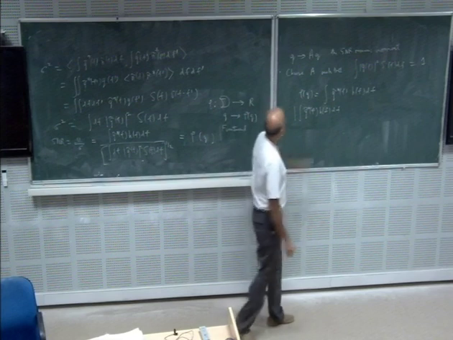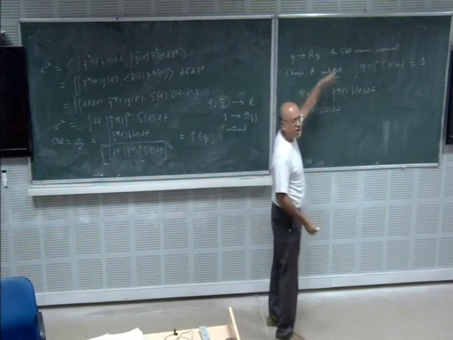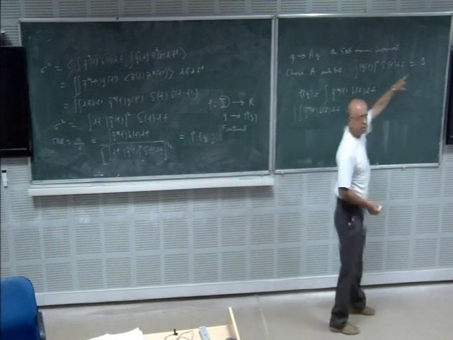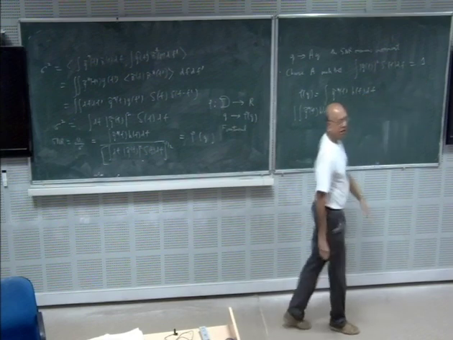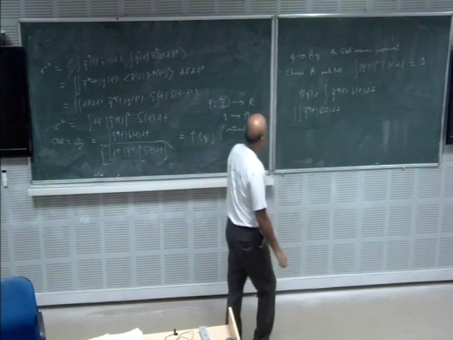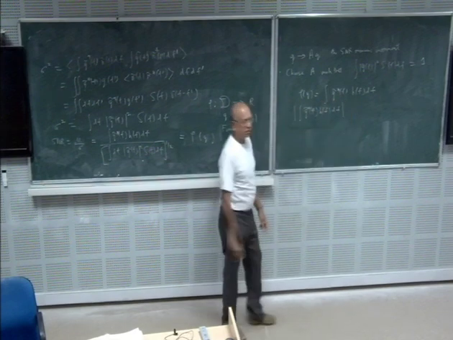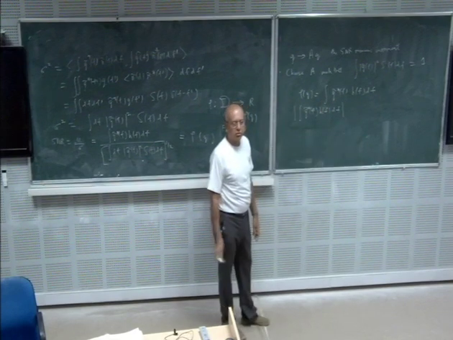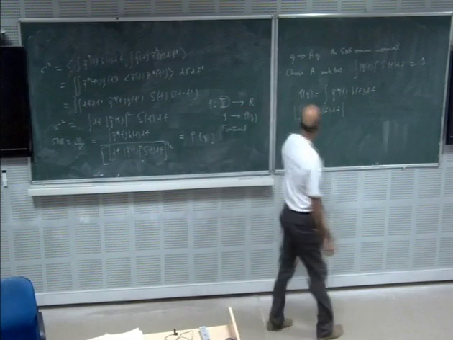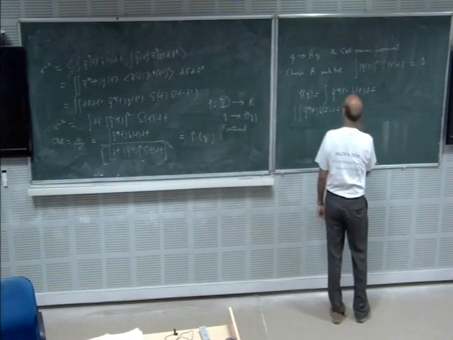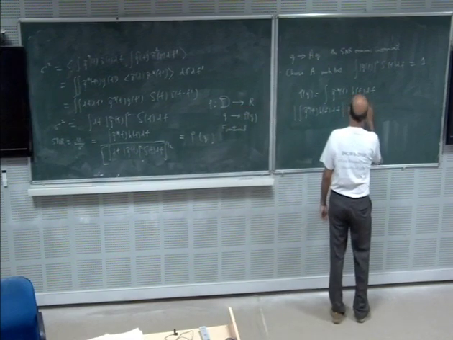No, not A. You have chosen A already, so that this is 1. Okay, so A is some fixed quantity. Now take the modulus of this. This is what we are going to use. Use the Schwarz inequality on this. Divide by this. This is less than this.